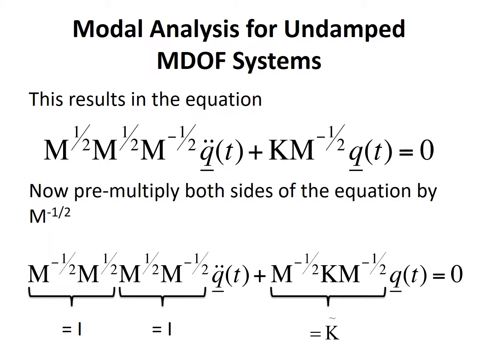Substituting this coordinate transformation into the equations of motion yields the expression shown at the top of the chart. Pre-multiplying this expression by the inverse of the square root matrix simplifies the expression considerably. The four matrices that pre-multiply q double dot are shown to be equivalent to the multiplication of the identity matrix times itself, which of course is simply equal to the identity matrix. The matrix product M to the minus 1/2 K M to the minus 1/2 is simply denoted K tilde.